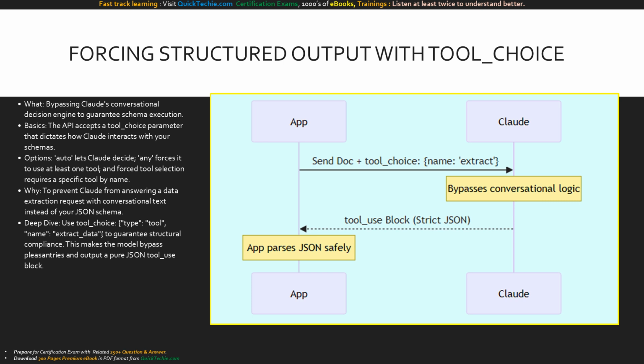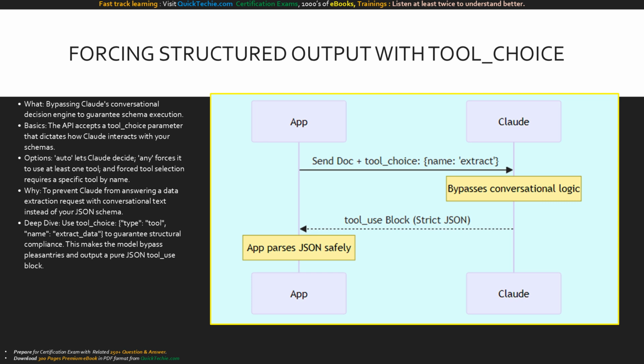By passing an object with the specific name of your extraction tool, you completely bypass the AI's decision-making engine. You guarantee that Claude will not output conversational pleasantries, but will instead immediately output a tool use block strictly conforming to your JSON schema. This guarantees structural compliance for your pipeline.